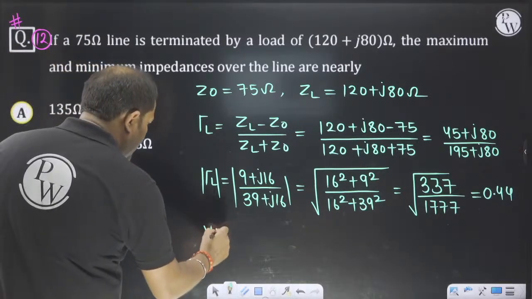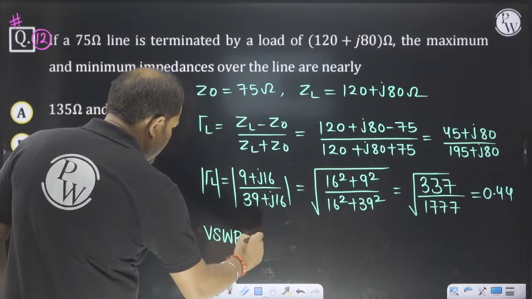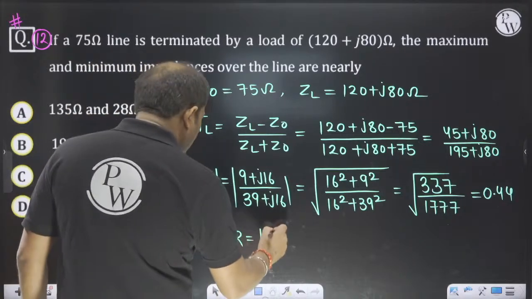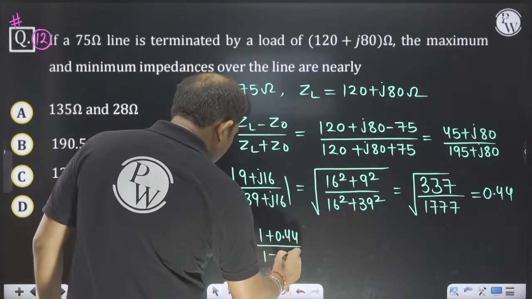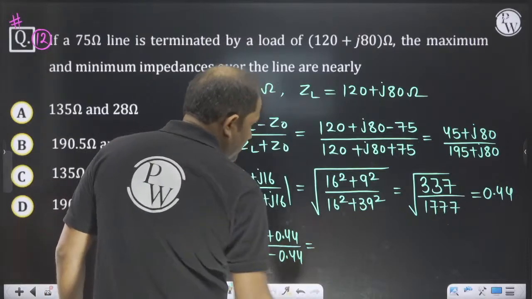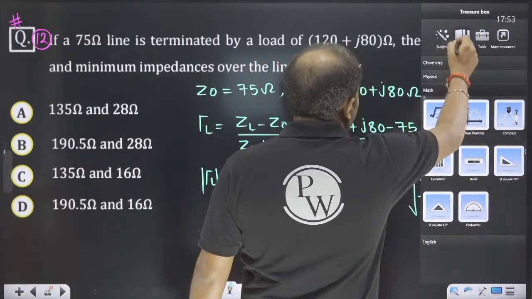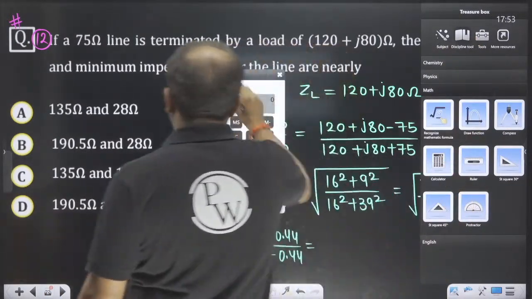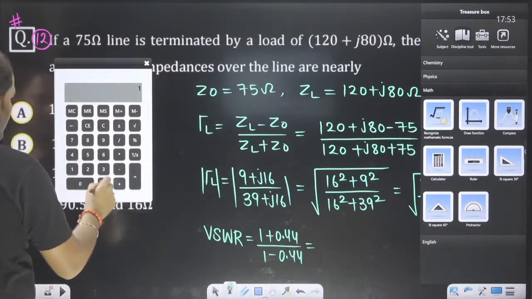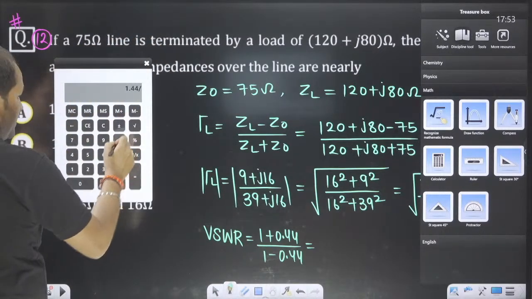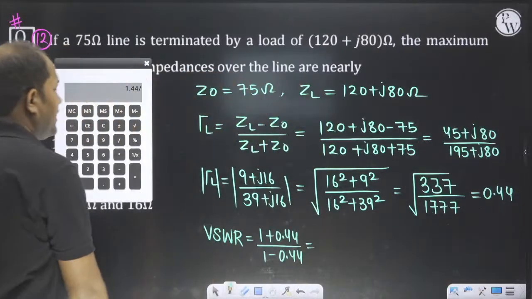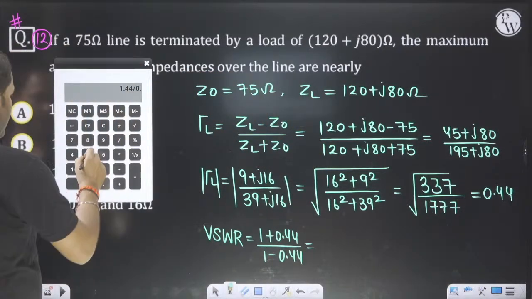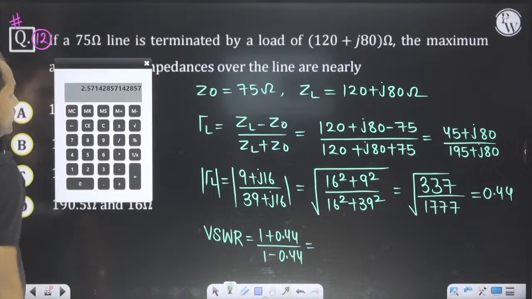Then I will calculate VSWR: (1 plus 0.44) divided by (1 minus 0.44). So 1.44 divided by 0.56. So it will be 2.57.